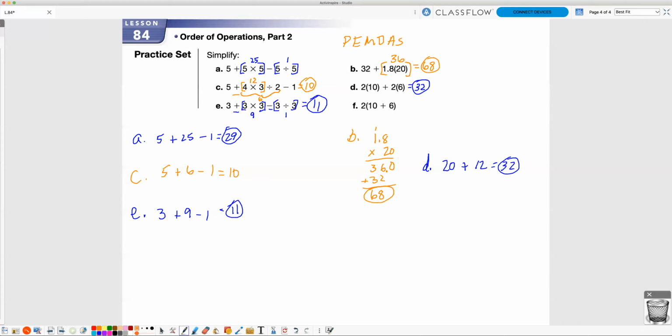And letter F. So for letter F, you have 2 times 10 plus 6. So doing parentheses first, I need to do everything on the inside for letter F. So that would be 16. So this would be 2 times 16. I'm just going to rewrite it like that because I know what 10 plus 6 is, that's 16. And 2 times 16 equals 32. So that'd be the final answer for letter F.